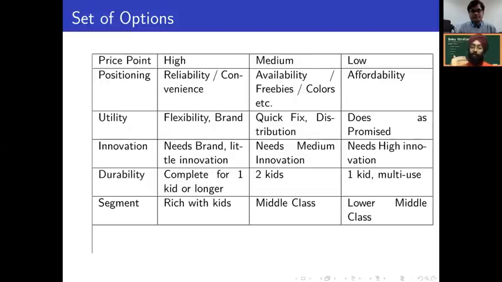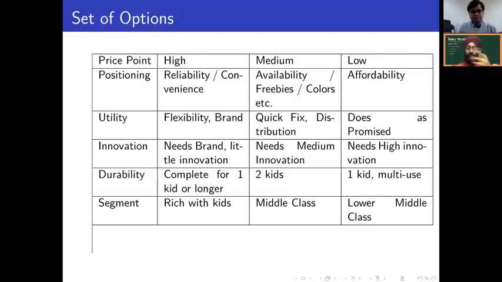It is fine if it's not durable. It is fine if the colors come off. When you talk about affordability as being your position, as being your strong point, then it has to be very cheap and slightly durable. It need not be like the best. Everybody knows they're not paying for the best, right? In terms of innovation, for a highly priced product, you need a brand more than you need innovation, right? Even if you have very little innovation, it will just work fine.